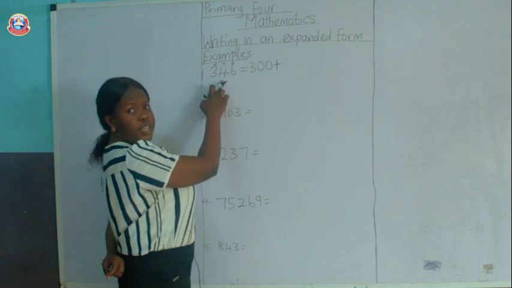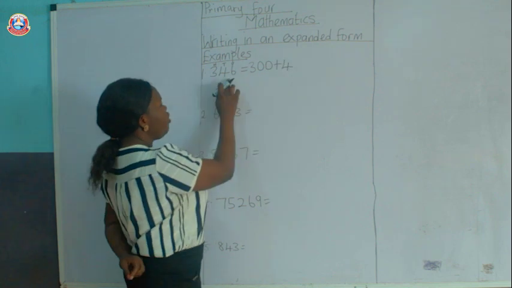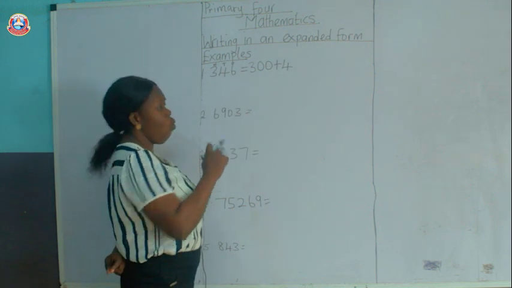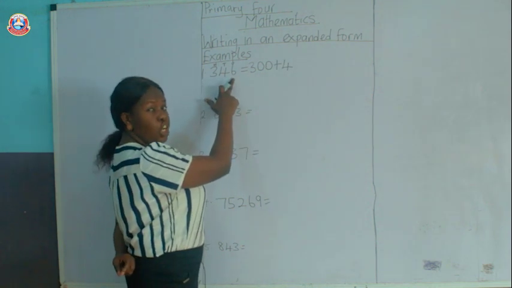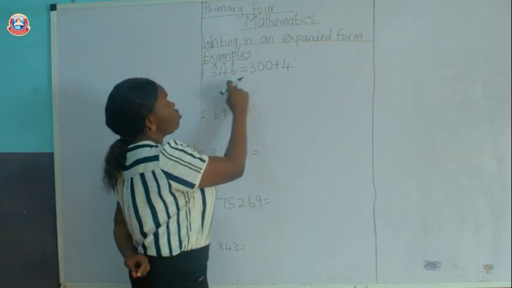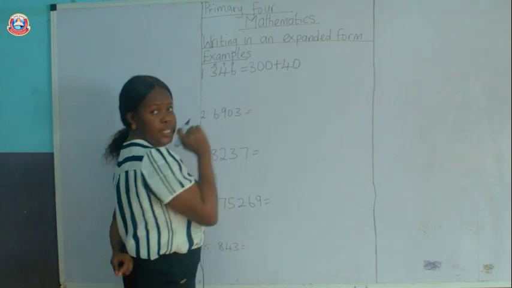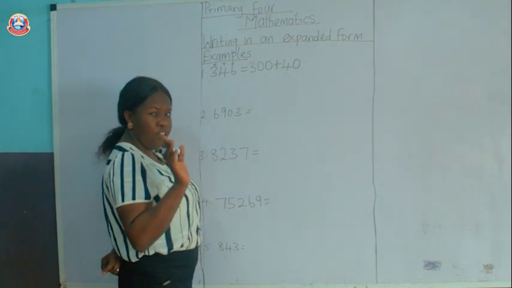Now come to the next figure. 4. Pick your 4. Write it here. How many figures do I have after my 4? 1. How many digits? Just 1 digit after the 4. So change that digit I have after the 4 to 0. Add it to the 4. Gives me 0. That's 40. Are we together? I hope you are following very well.